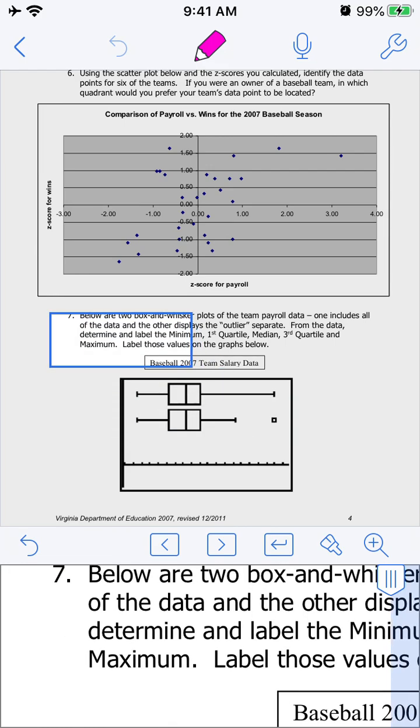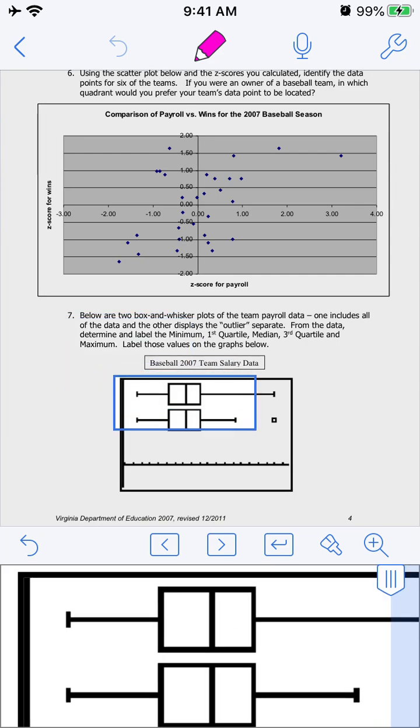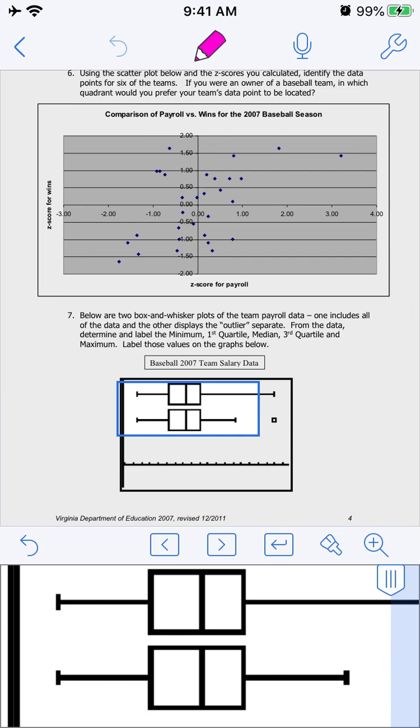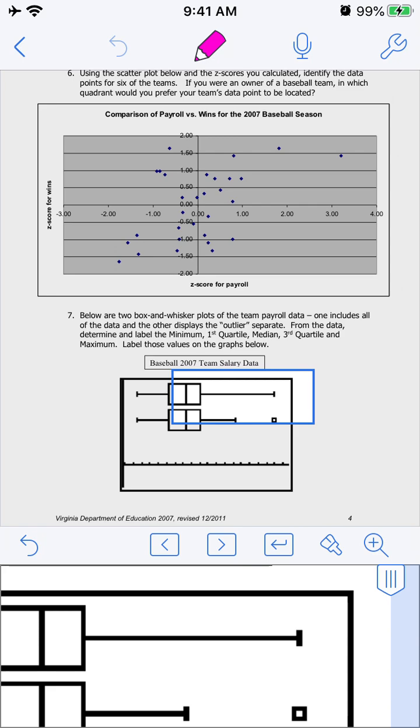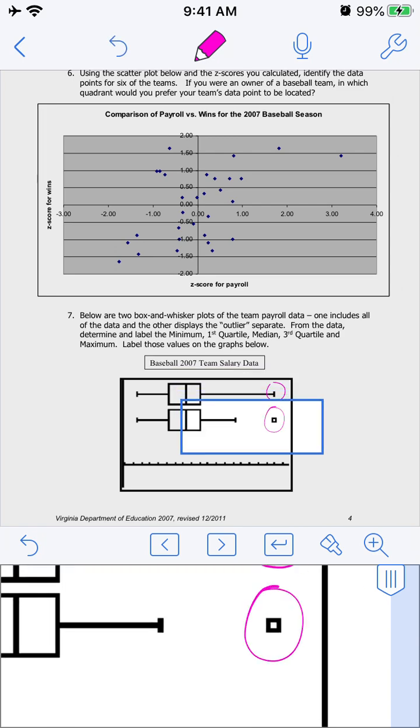Below are 2 box and whisker plots of the team payroll data. One includes all of the data, and the other displays the outliers separately. So these are the same stats, the same payroll. This is not payroll and wins. This is 2 payrolls, but one of them has the outlier included and one of them has the outlier excluded. There was one team that was too crazy. You should have already figured it out, so you're going to figure that one out.